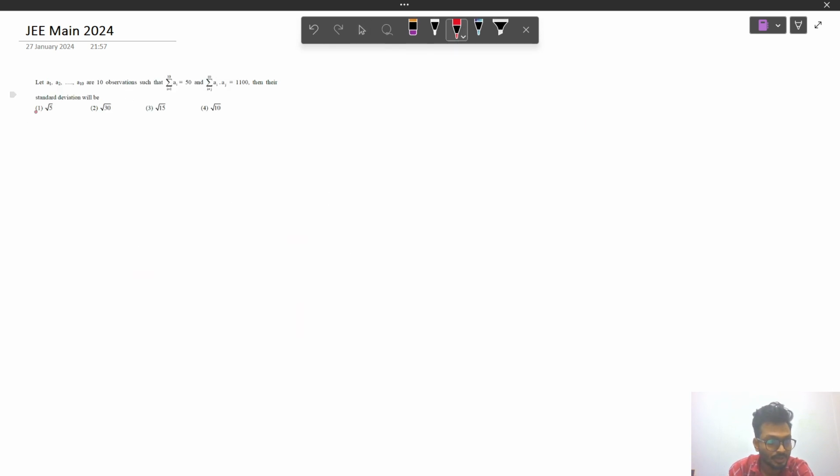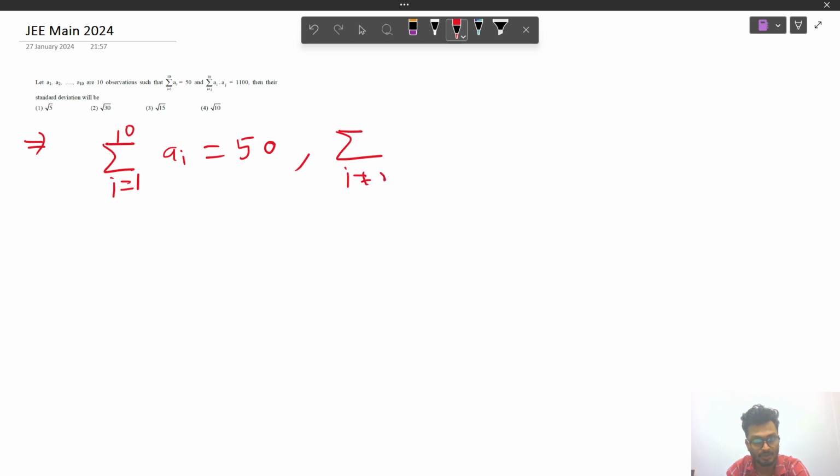The second question says a1, a2, dot dot, an, dot dot, a10 are 10 observations, and it is given that the summation of ai for i equals 1 to 10 is 50, and the summation of ai into aj for i not equal to j is 1100, and then we have to find the standard deviation. So the summation of ai for i equals 1 to 10 is nothing but 50, and also the summation of ai aj for i not equal to j equals 1100.